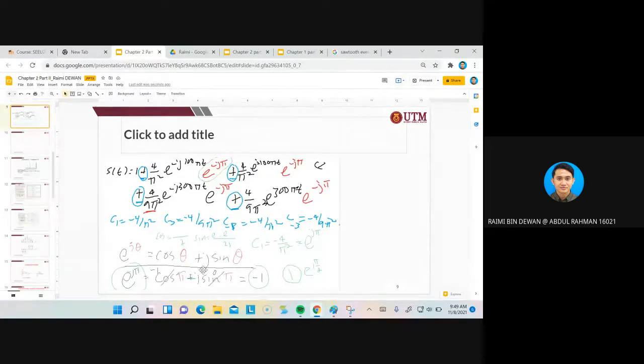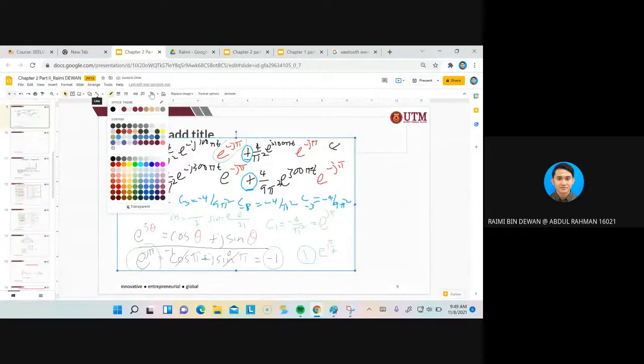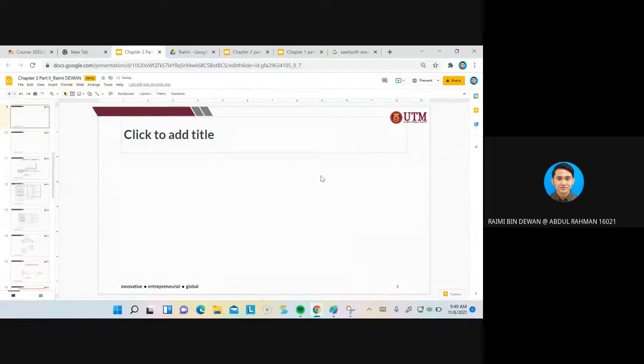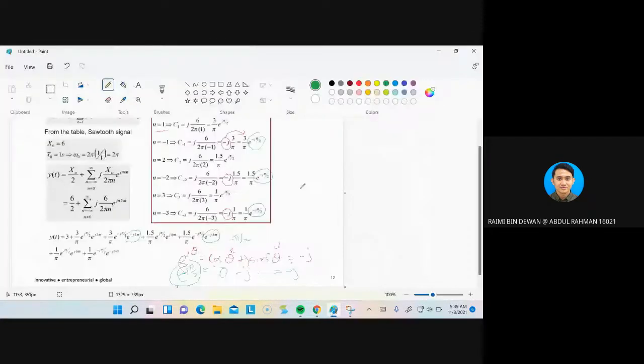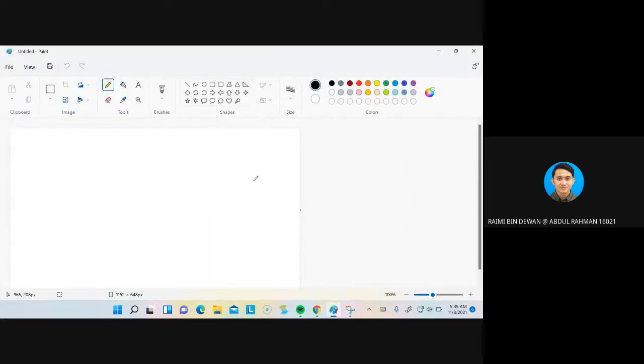How do I mark this? This one is negative pi. How can I do this? This one is negative. How do I change this? Otherwise I'll make it wrong. How do I draw here? Never mind, I'll take this one first. Here. This one. Where is it?